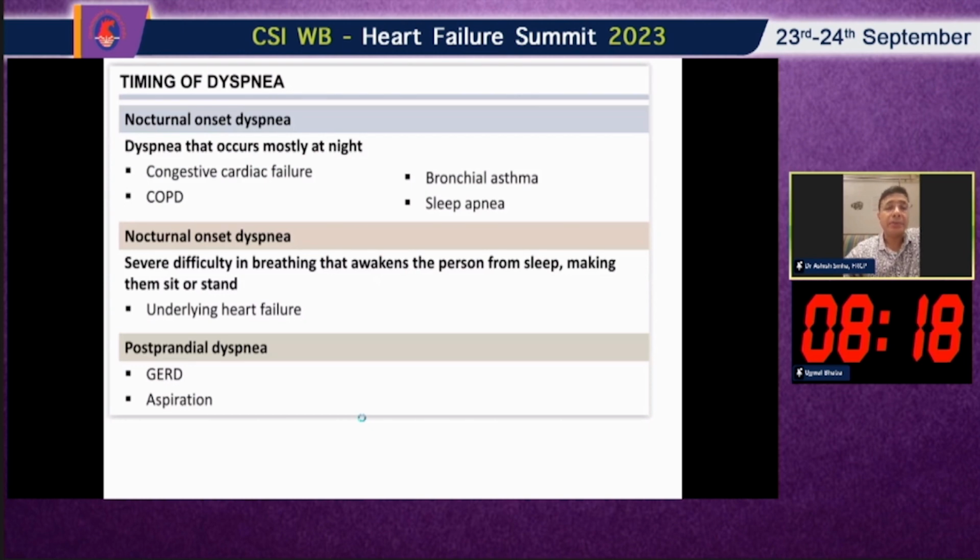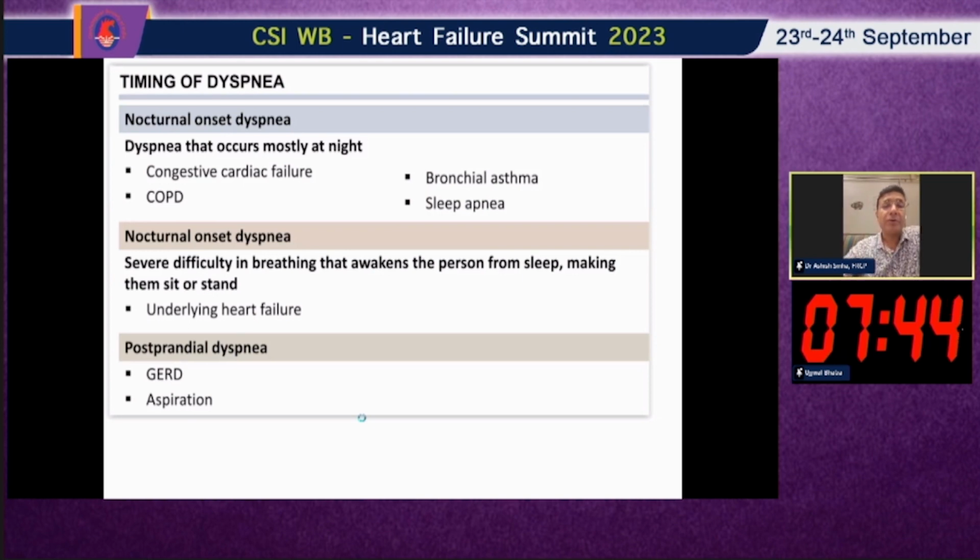Okay, the timing. This timing is again very important. Another very important question which has to be asked to everybody is whether your dyspnea occurs at night, whether it is happening mainly at night when you lie down, or it's always in the daytime. So when the patient lies down, especially congestive cardiac failure, again very important. The patient himself or herself will give a history. COPD patients get more breathless at night. Bronchial asthma patients, sleep apnea, these all have nocturnal onset dyspnea.